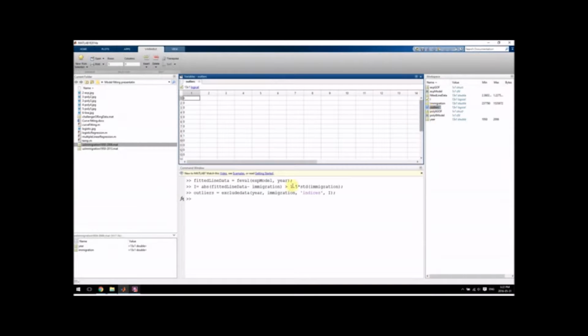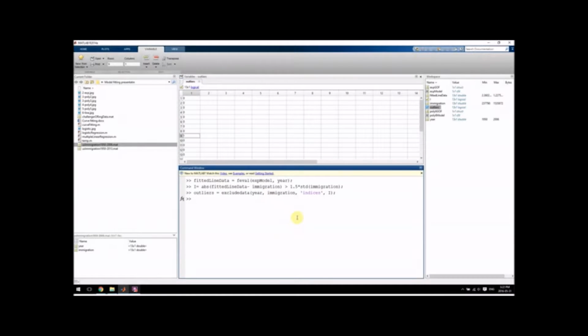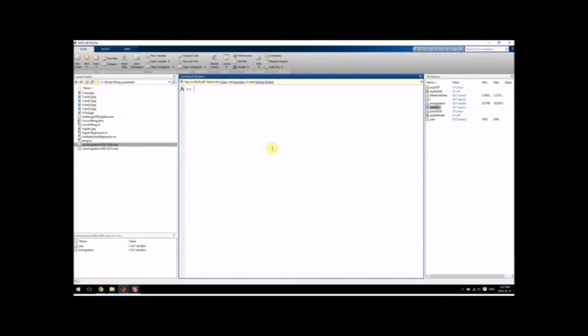Okay, so if we look at that outliers thing we just generated, point 9 is flagged with a 1, flagged as true, meaning that point 9 is an outlier based on this criterion of being 1.5 standard deviations away from our exponential line. So now that we've done that, let's refit the models. We'll refit our exponential model.